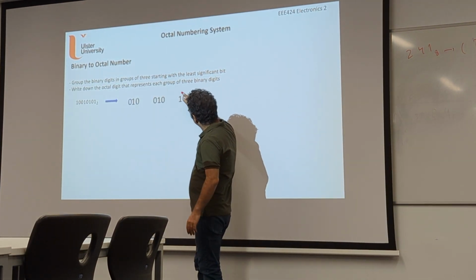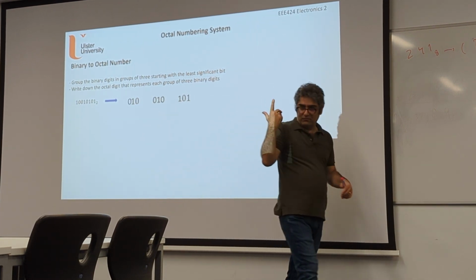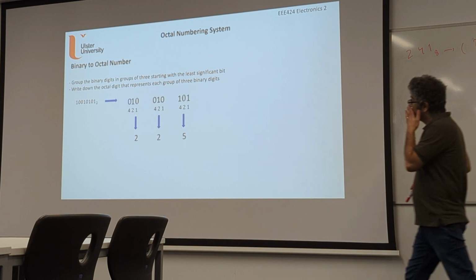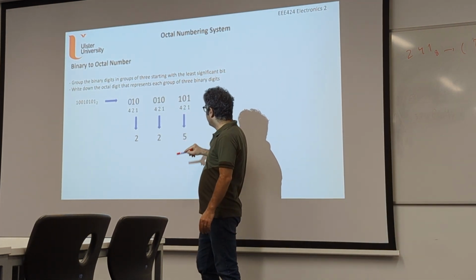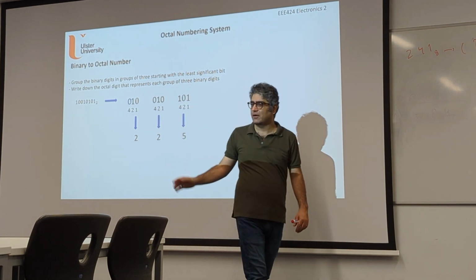Then here 1, 2, 4, 1, 2, 4, 1, 2, 4. 1 times 1 is 1, plus 1 times 4, 5. You see? Here, 1, 2, 4, 1, 2, 4, 1, 2, 4. You should know that. And then here, it would be 1 plus 4, 5. 2, 2, 2, 2, 2.